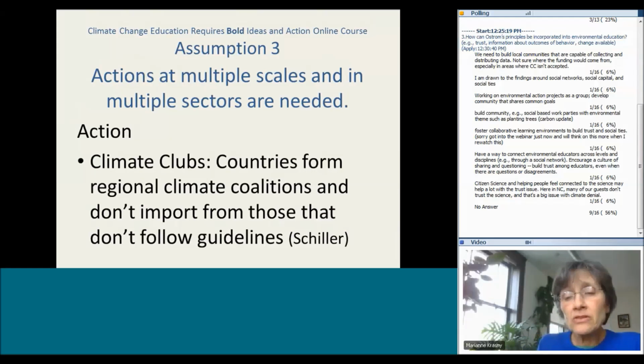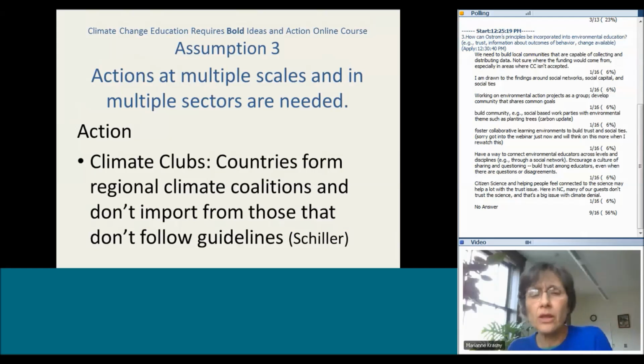And another thing that Shiller covers in this op-ed in the New York Times is this idea of climate clubs. Climate clubs would be a group of countries that get together and form a regional climate coalition. Then they set up guidelines for the way they're going to conduct business and their CO2 footprint and so forth. And then they set up sanctions, or essentially they have less trade or don't import from those countries that don't follow their guidelines.